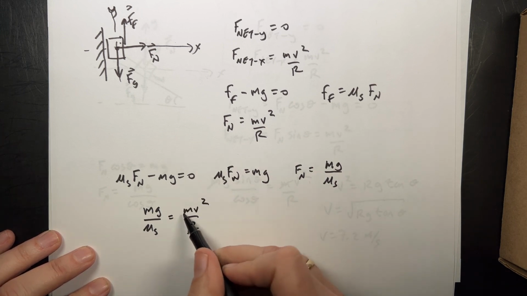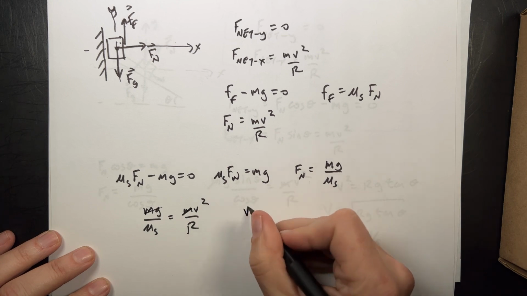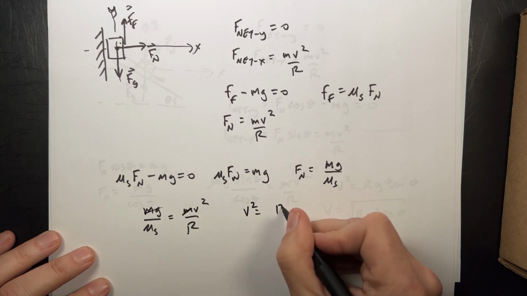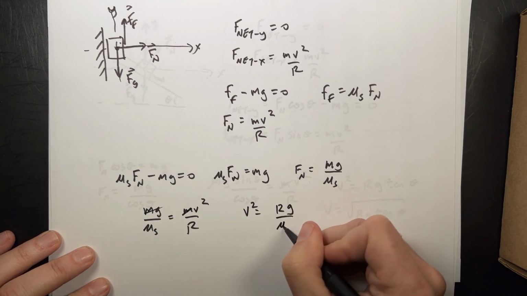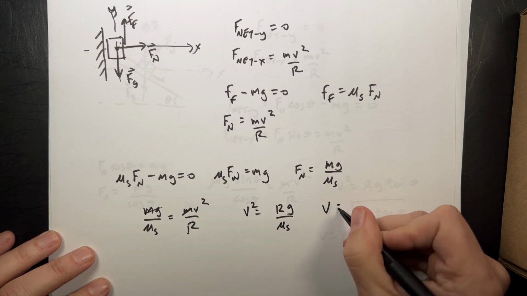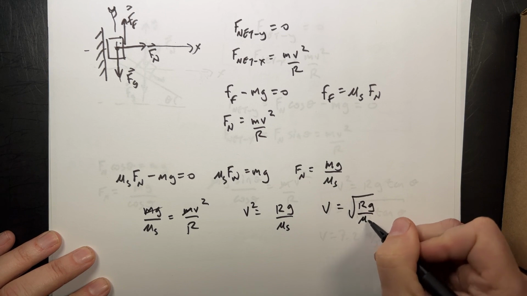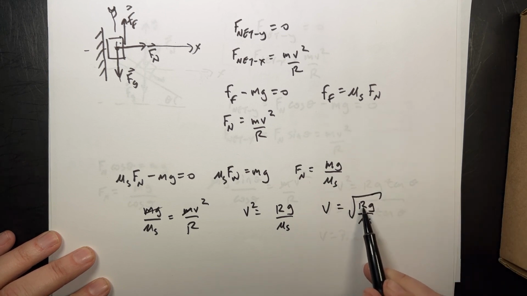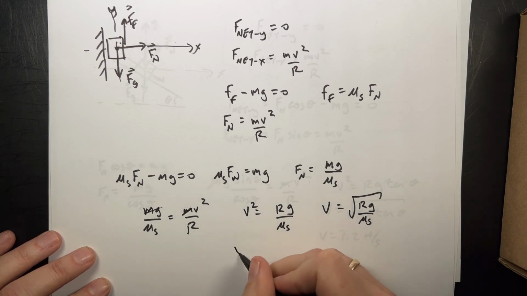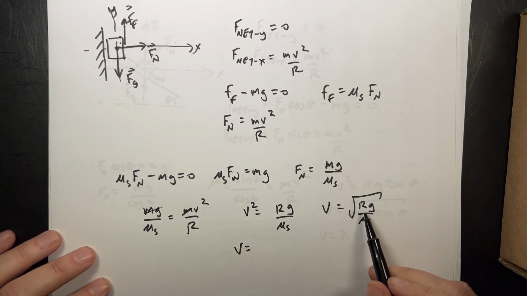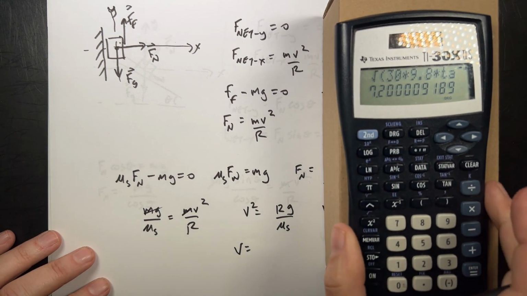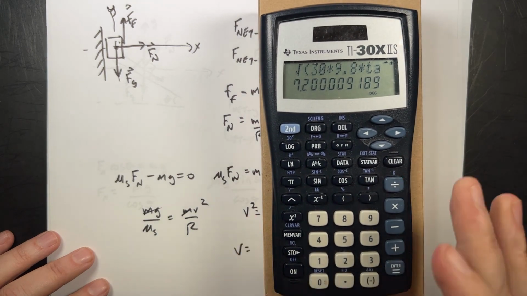I want to solve for v, the mass cancels. So v squared equals rg over mu s. V equals the square root of rg over mu s. And again, it's going to have units of distance times g square rooted, so it does have units of velocity. Let's go ahead and calculate that velocity. Again, we're using a 30-meter radius, and 0.3 is the coefficient. Put it right here so you can see.